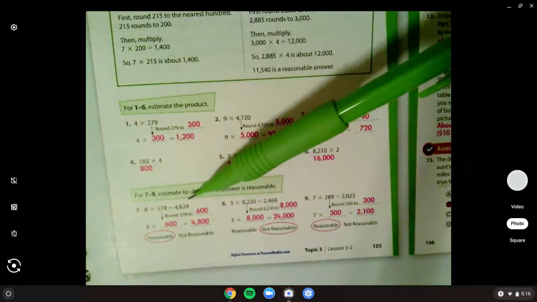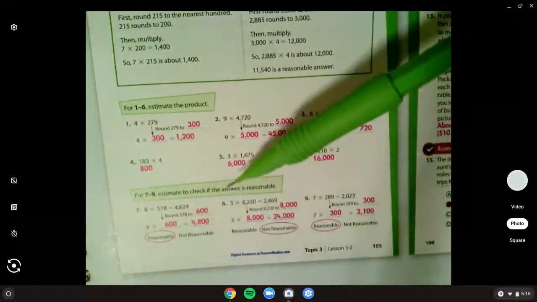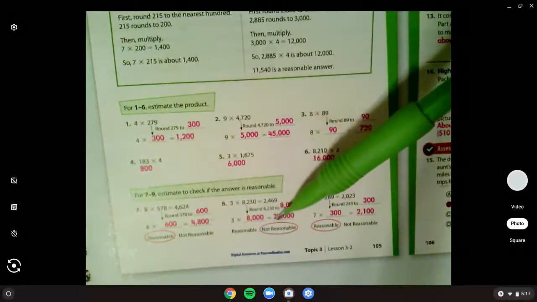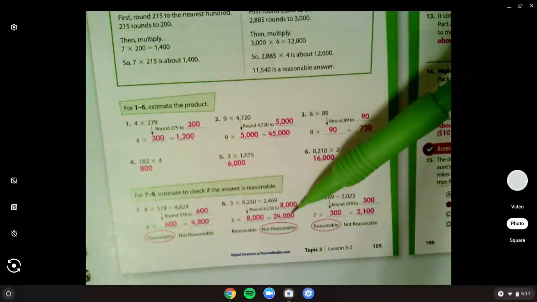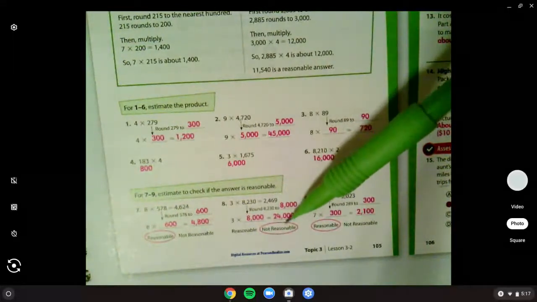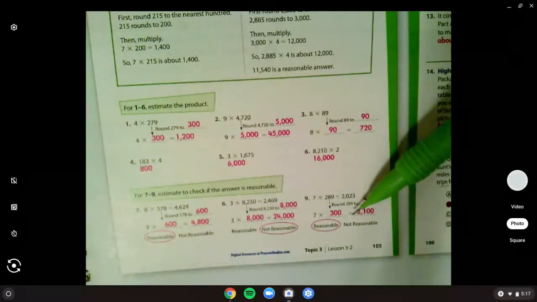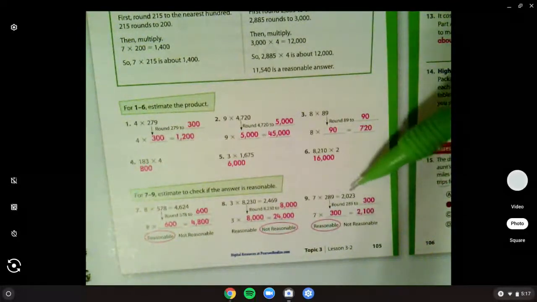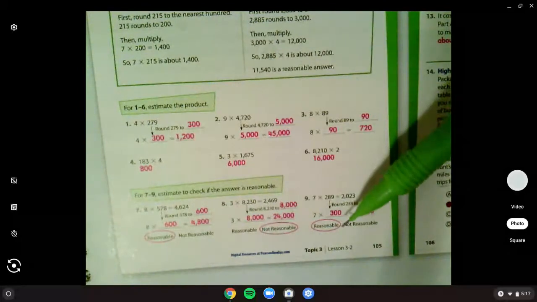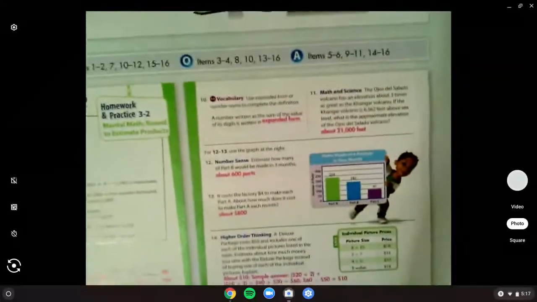And their answer of 4,624 is really close, so this is reasonable. Number 8, though, you should have found an estimated product of 24,000, and that is not close to 2,469, so something happened in their math that was off, so this is not reasonable. And then number 9, you should have found an estimated product of 2,100, and that is really close to their actual answer, so that is reasonable. All right, that was 1 through 9. On the back, let's look at number 10.